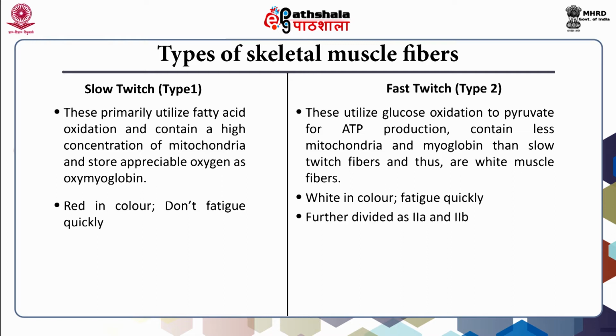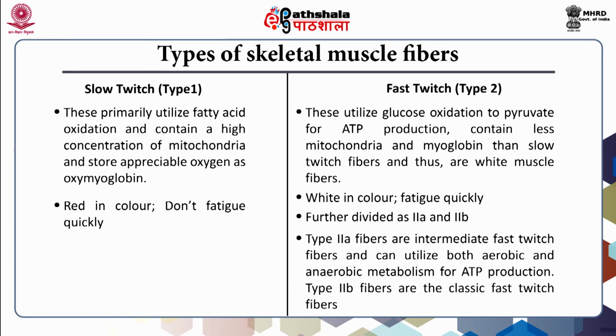Further, these are divided into 2A and 2B muscle fibers. Type 2A fibers are intermediate fast twitch fibers and can utilize both aerobic and anaerobic metabolism for ATP production, whereas type 2B fibers are the classic fast twitch fibers.